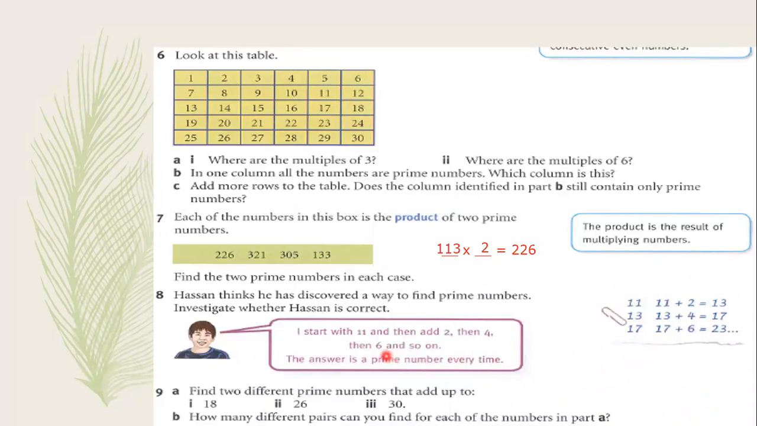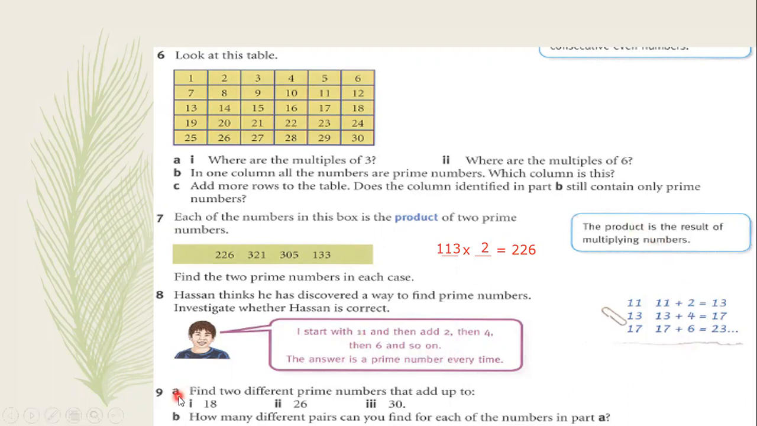Let's suppose I'm talking about 8. 23 plus 8 is 31. 31 plus 10 is 41. Like that. Maybe it is possible, but according to me it is not possible. Let me show you later on.